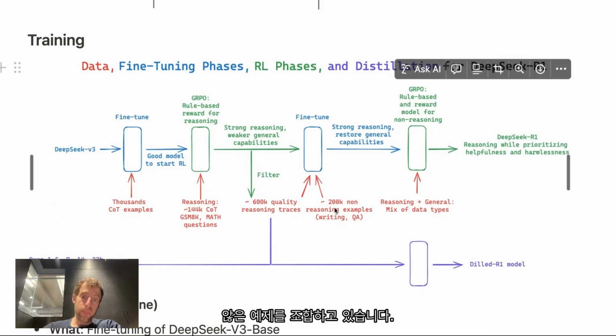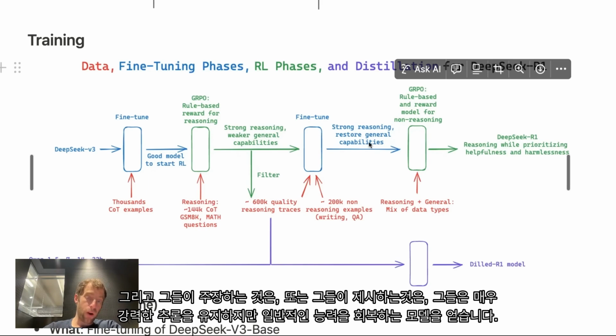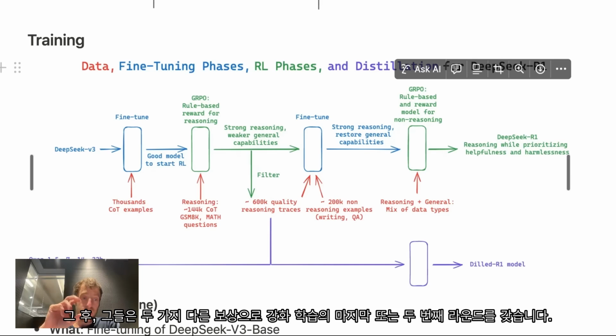And they're combining some non-reasoning examples in there for writing and QA, and they're fine-tuning on all that. And then what they present is they get a model that retains very strong reasoning, but also restores general capabilities. Okay, so that's the key point.